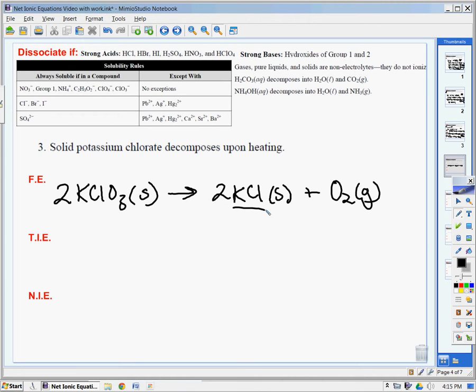You'll notice nothing's aqueous. There are no free-floating ions. Therefore, nothing is ionic in this equation. There is no ionic equation. There is a reaction, so we shouldn't write no reaction, but there are no ions that are free-floating. So therefore, we can't really write a total ionic equation or a net ionic equation. That one was a lot easier than the previous ones, huh?